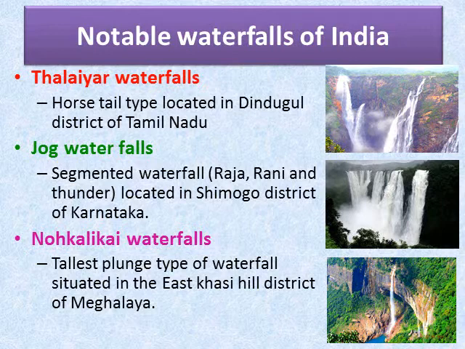The tallest plunge type of waterfall situated in the East Khasi district of Meghalaya is the Nohkalikai waterfalls. It is located near Cherrapunji, one of the wettest places on earth, with a height of 1115 feet.